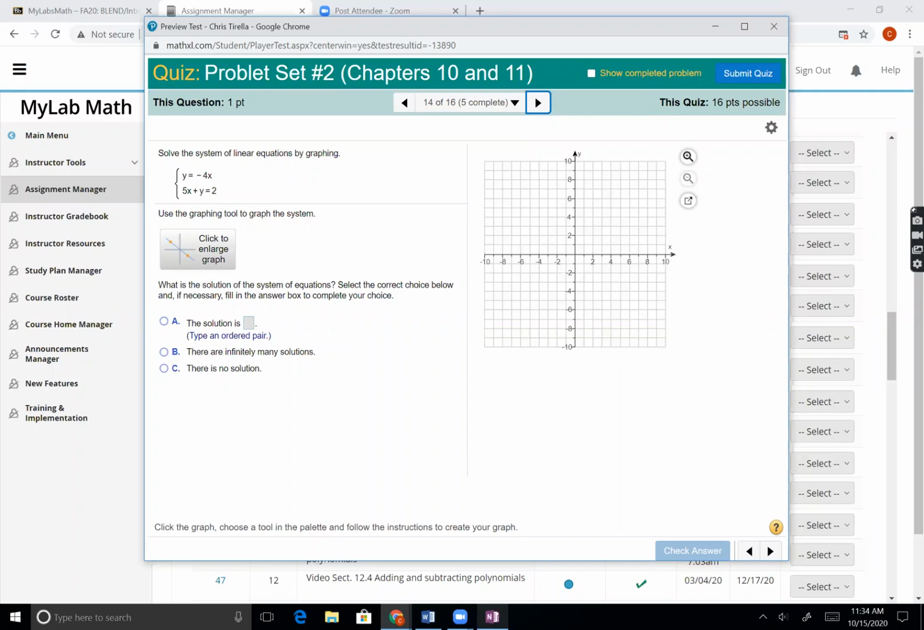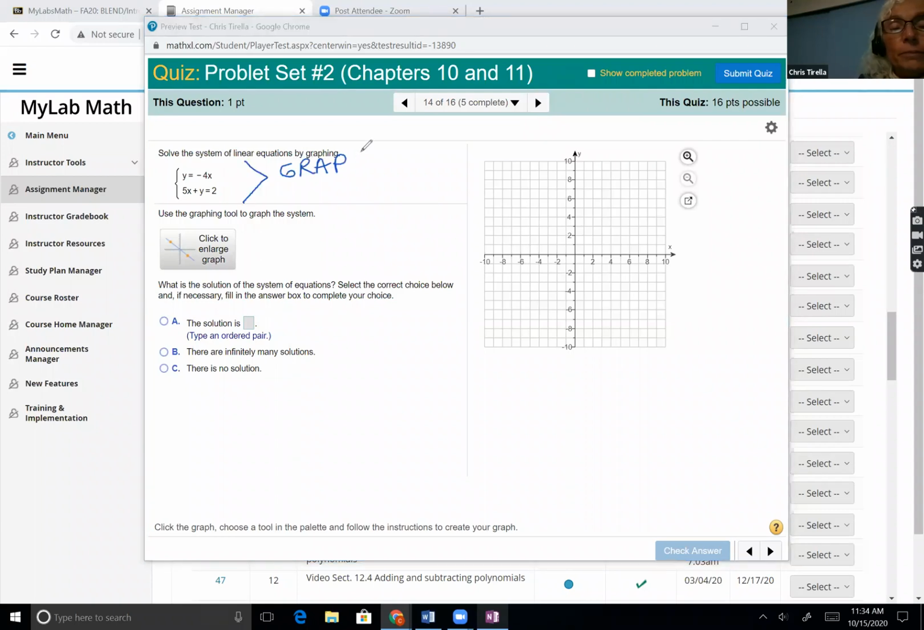All right. So now to solve the system of linear equations by graphing, does everybody remember that that means that what we want to do is graph two lines? My first line is y equals negative 4x, and that's already solved for y. So when I compare that to y equals mx plus b, there's no b, so I begin at 0 on the y-axis, and m is negative 4, as a fraction, negative 4 over 1.